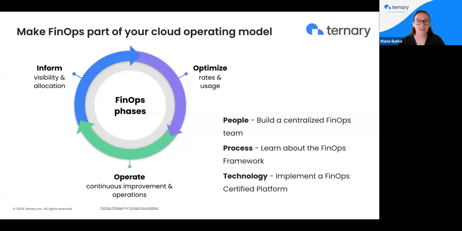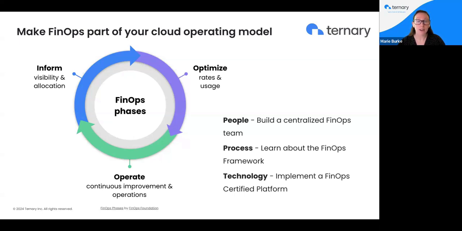And so the recipe for success: people, process, and technology. This may look a little different if you are a partner or managed service provider versus a direct customer or practitioner. But starting with people, if you are a company that is perhaps an enterprise, you may have the ability to build out a centralized FinOps team.